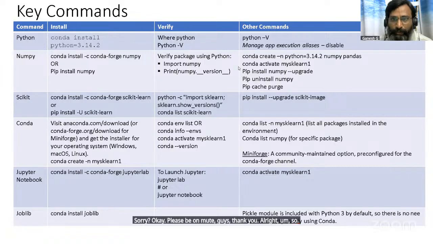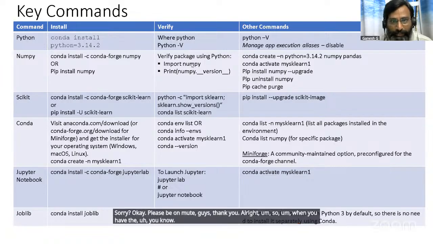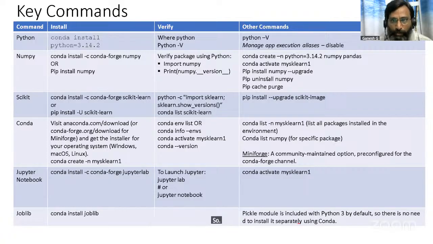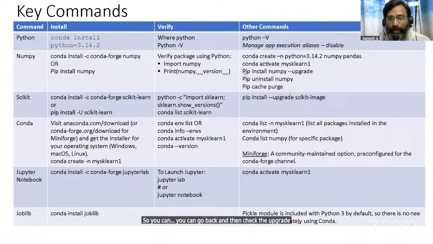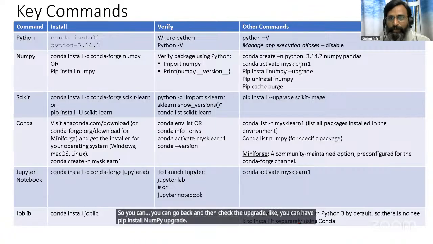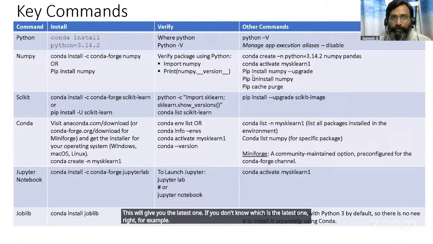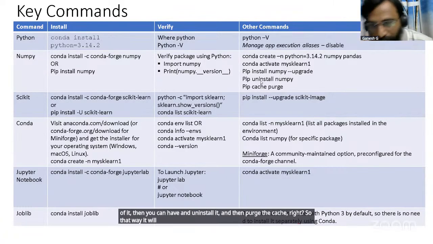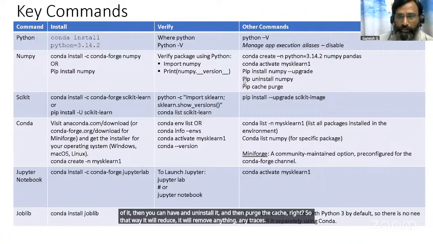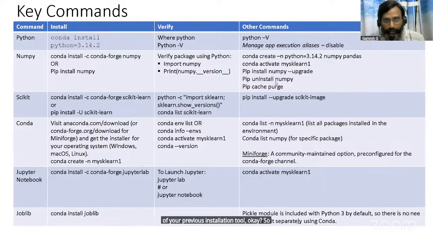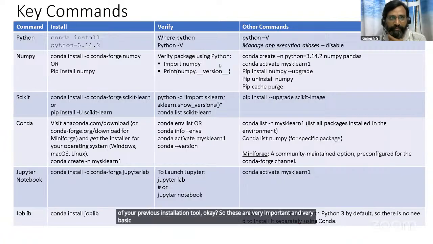When you have an older version, you don't know which is the latest one that you are having, for example. So you can go back and check the upgrade. You can use pip install numpy --upgrade. This will give you the latest one if you don't know which is the latest one. For example, if you really don't want the current version, then you can uninstall it and then purge the cache. That way it will remove any traces of your previous installation too. So these are very important and very basic commands that you must have. That's the reason we put it on the screen for you to take a look at.